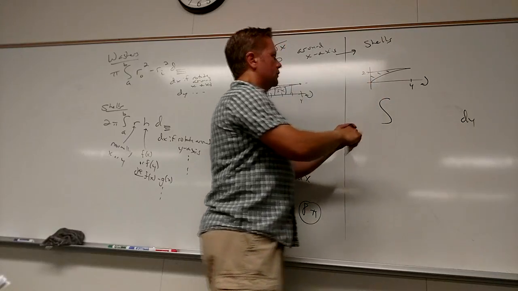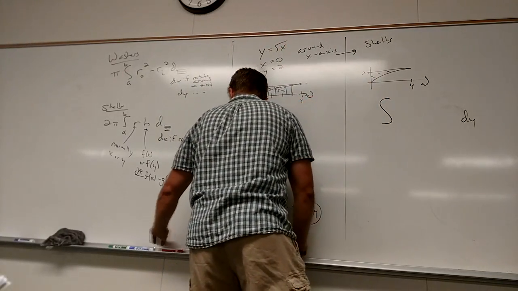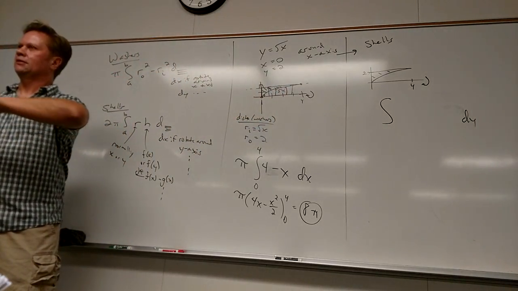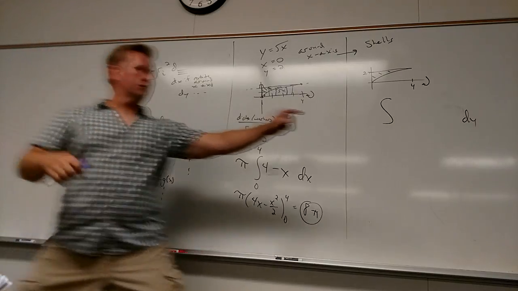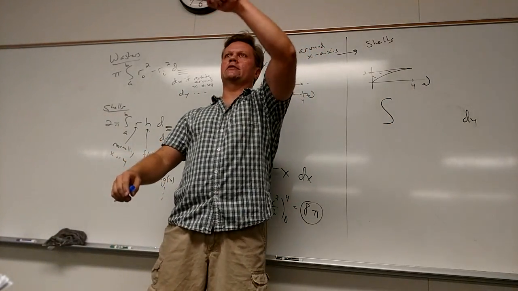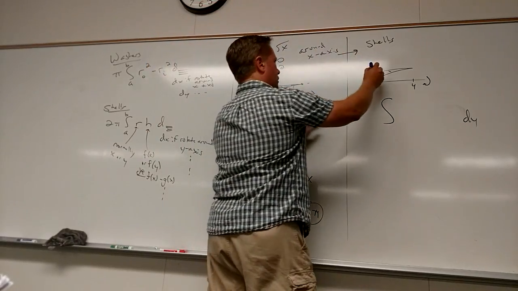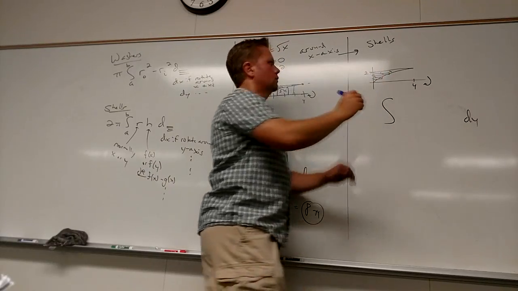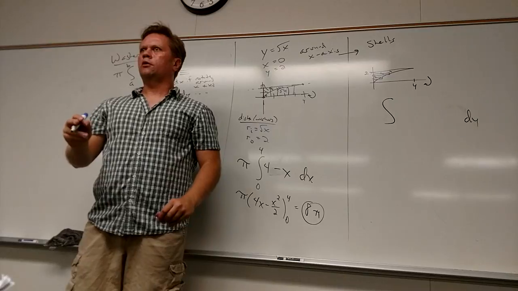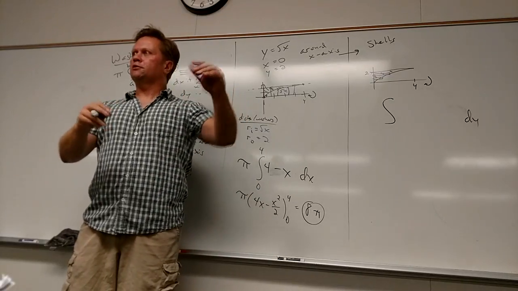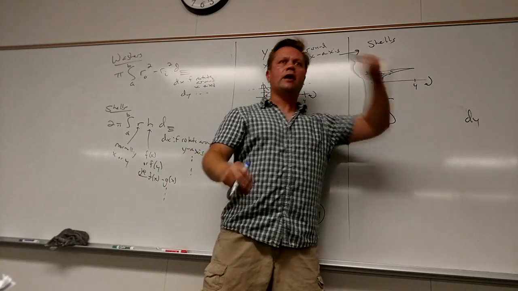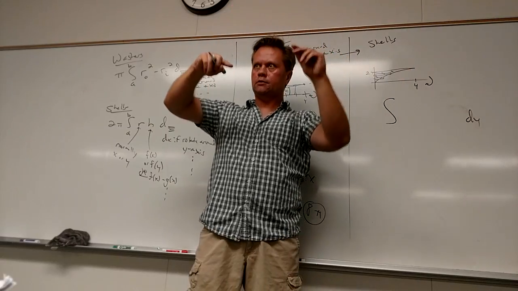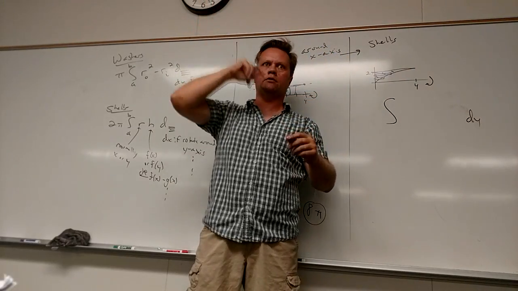Now, with shells, how are my rectangles going to be oriented here? What do we just figure out? dy. So I've got to march along the y-axis to find my rectangles. So they're going to be like this. They're always perpendicular to the axis you're rotating around. But if you think about it, the minute you write dy, that means the y-axis must be where you're marching. Oh, there's a rectangle. And you march a little bit. Oh, there's another rectangle. That's the idea. That's how I find my rectangles.